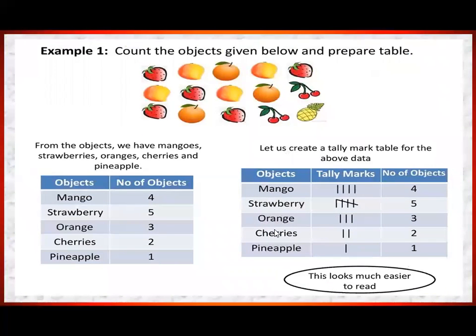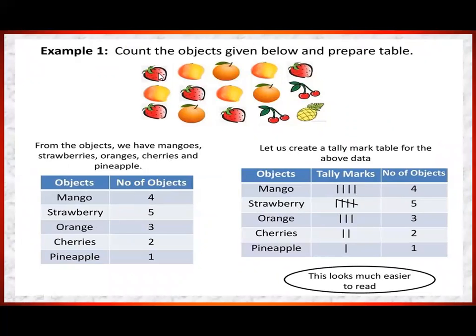Count the objects below and prepare a table. So this is an example for you. Here you have mangoes, strawberries, oranges, cherries, and pineapple. We are going to count the mangoes. How many mangoes are there? 1, 2, 3, 4 mangoes. So 4 tally marks are drawn.